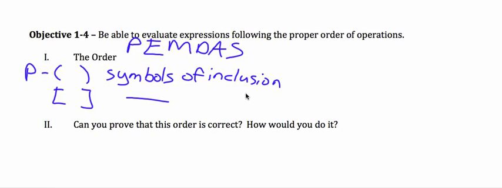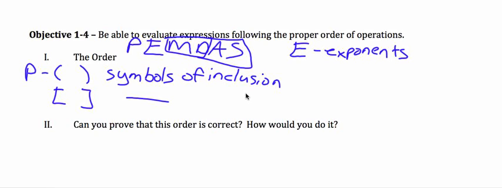Most of the rest of these are a little bit easier. E is for exponents, so you need to evaluate your exponents first. M and D, A and S, those are your four basic operations: multiplication, division, addition, subtraction. I won't even bother writing those down. But what I will do is I'm going to box them in, because really our order of operations goes parentheses, then exponents, then multiplication and division together, then addition and subtraction together.